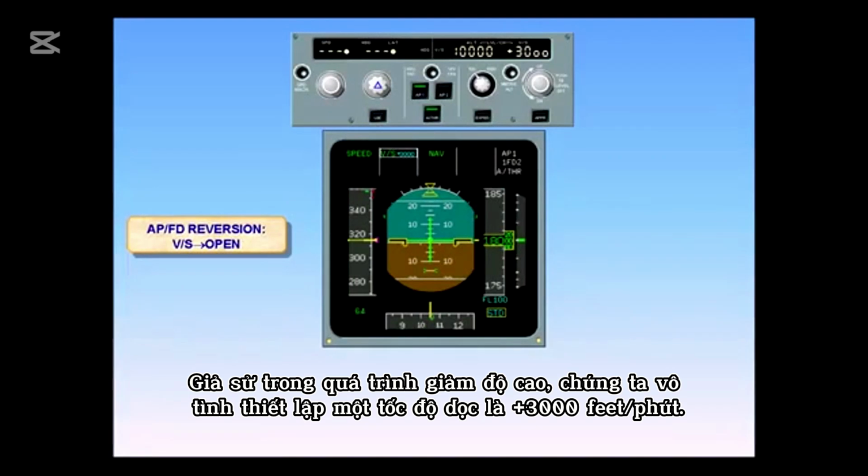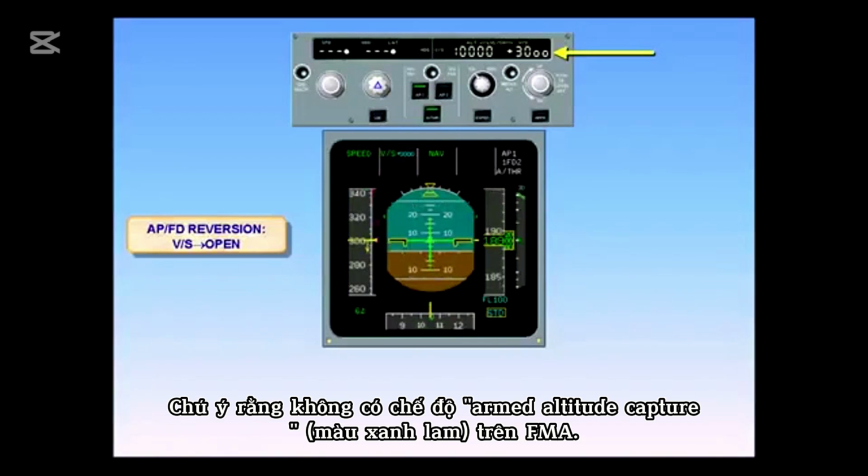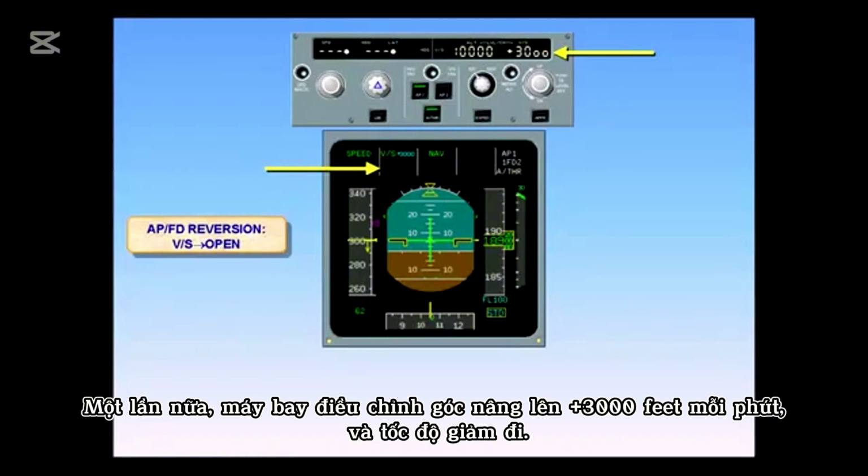Suppose that during a descent, we inadvertently set a vertical speed of plus 3,000 feet per minute. The target altitude is below us, but the aircraft is climbing. Note the lack of the armed altitude capture, blue, on the FMA. Again, the aircraft pitches up to plus 3,000 feet per minute, and again the speed decreases.